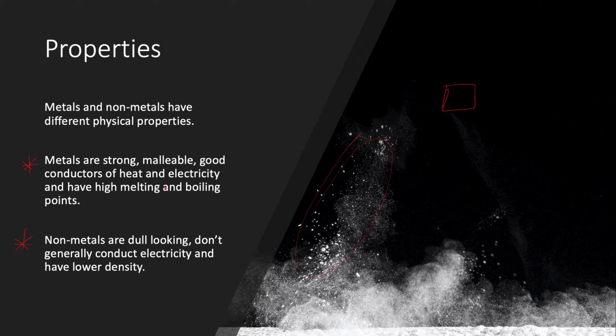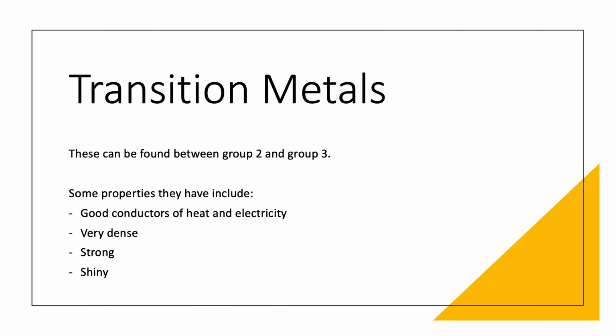So metals we use in our daily lives a lot because they can be useful for many things. They're really strong, they're malleable, they conduct heat and electricity, and so on. Now we're going to move on to looking at the transition metals. When you're doing GCSEs, you don't need to know that much about transition metals as it is a key concept when you get to A levels.